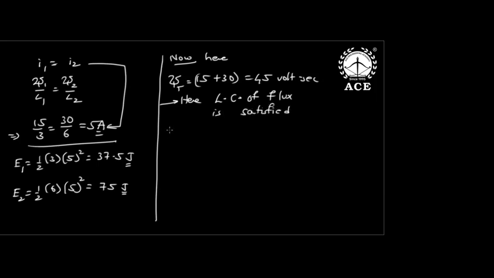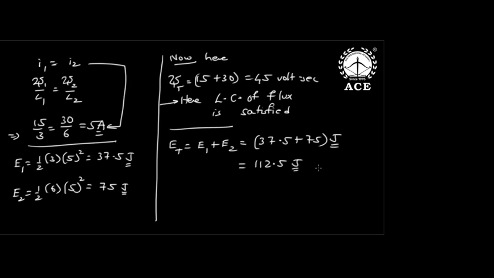But E total will be E1 plus E2. That is 37.5 plus 75 joules, which is 112.5 joules. So E1 plus E2 is 112.5 joules.